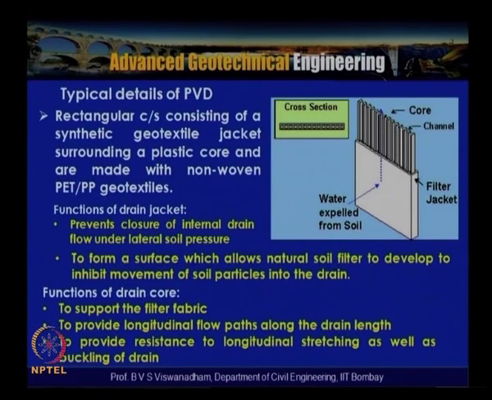So, the rectangular cross section consisting of a synthetic geotextile jacket surrounding a plastic core, basically they are made with the PET and PP geotextiles. That is what we have just now discussed. Now, each and every component actually has got a specific function.